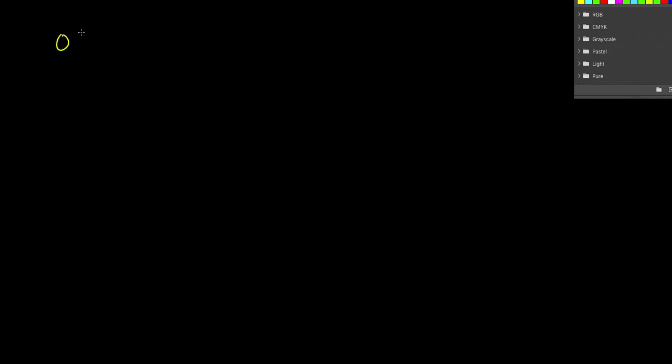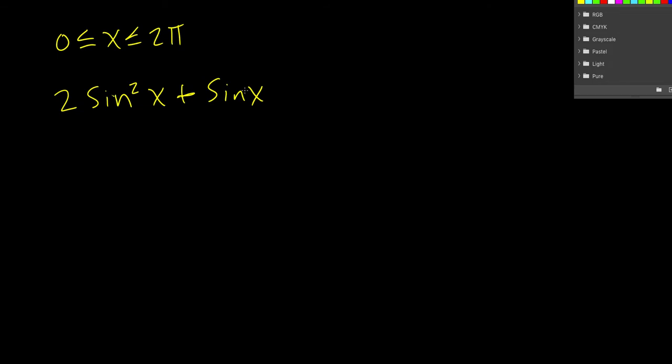Okay, so now we're going to go from 0 to 2 pi. And it says give your answer in exact values. So we have 2 sine squared x plus sine x. Okay, I'll just write this one on. We actually have this example has 2 parts, but I'll just do this one.